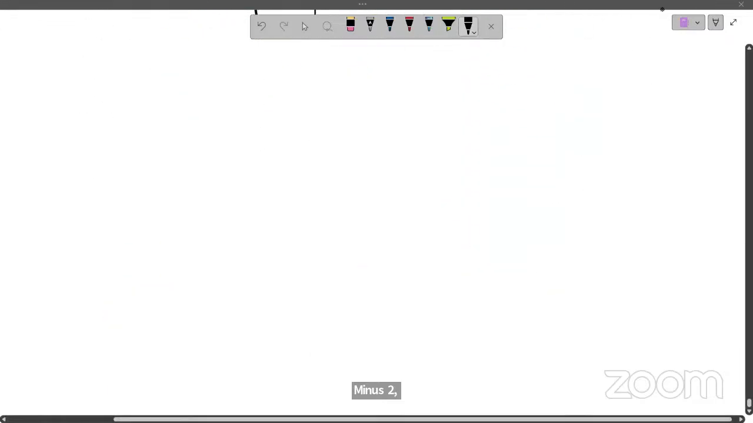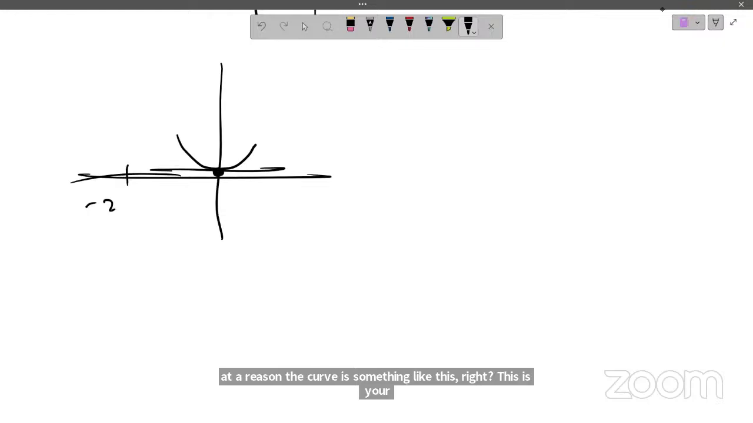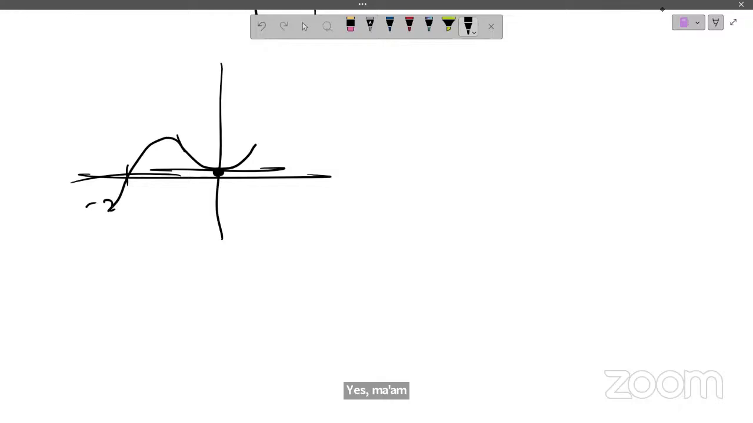At the origin the curve is something like this, right? Suppose this is your origin. Here the derivative is 0, but at (-2, 0) this is decreasing. So obviously this is not the same, right?